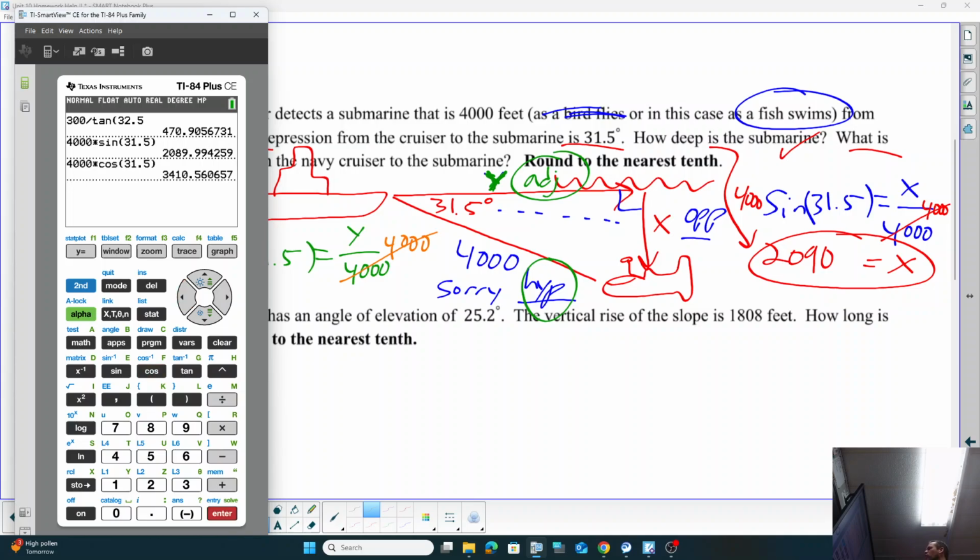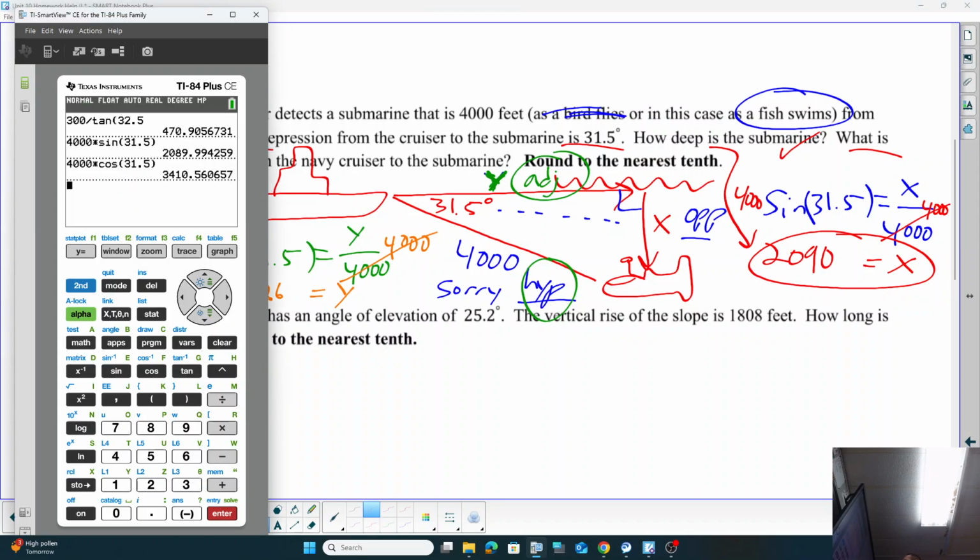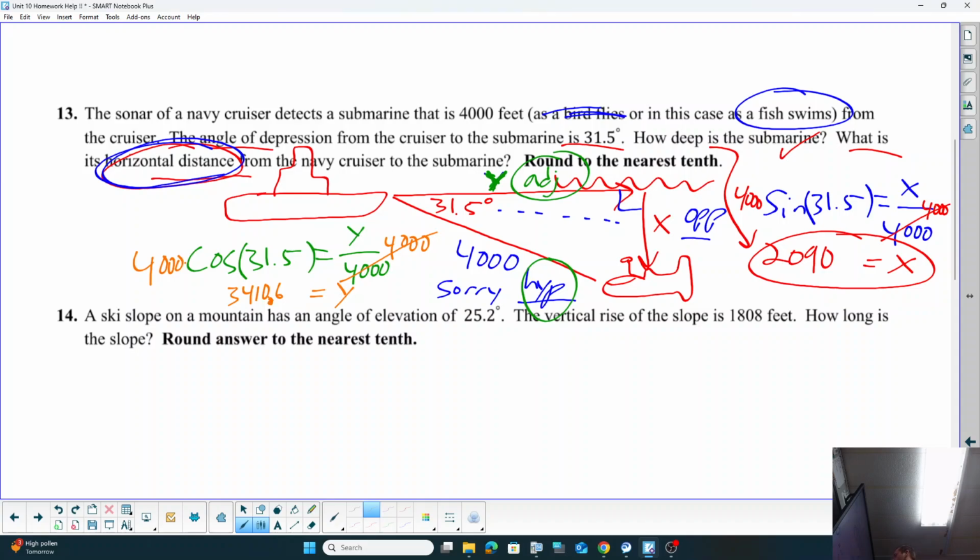Y equals 3,410.6. Is that what you got? 3,410.6. Okay, nice. There's our answer. That's going to be feet. Is that what I said? Feet, yeah. Okay, so let's double check that one. Beautiful. Okay, now it's right.